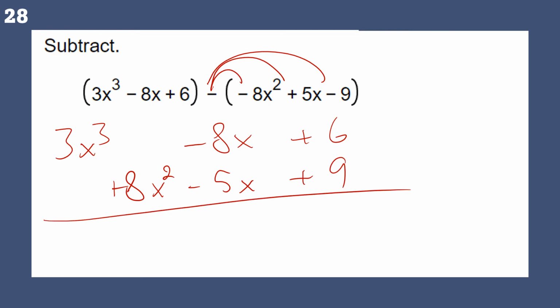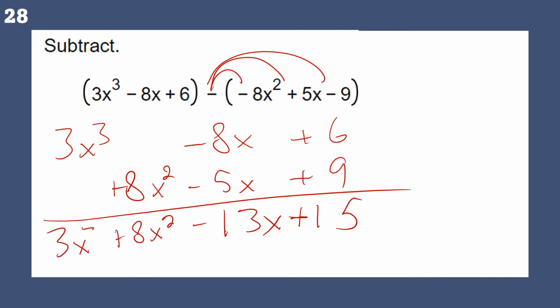Now that I distributed the negative, I don't need to subtract. I'm just going to add the lines up. And I get positive 15. I get negative 13x. And then I get positive 8x squared. And then I get 3x to the third.